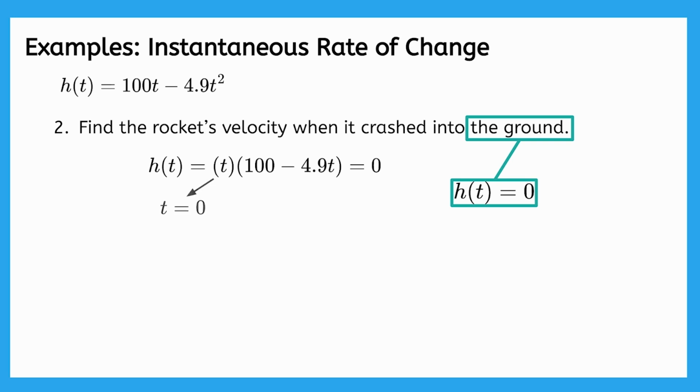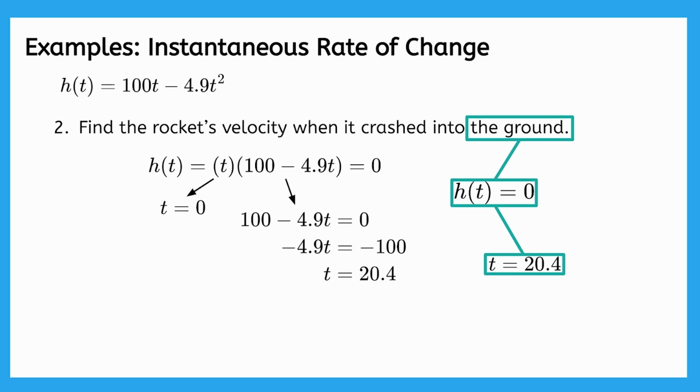This factor is 0 when t equals 0, but that doesn't tell us much. That just means that the rocket was already on the ground at the moment it launched. But this other factor is 0 when t is 20.4, meaning 20.4 seconds after launching, the rocket was back on the ground.